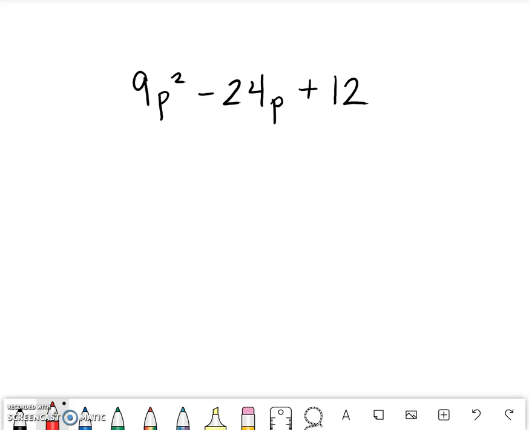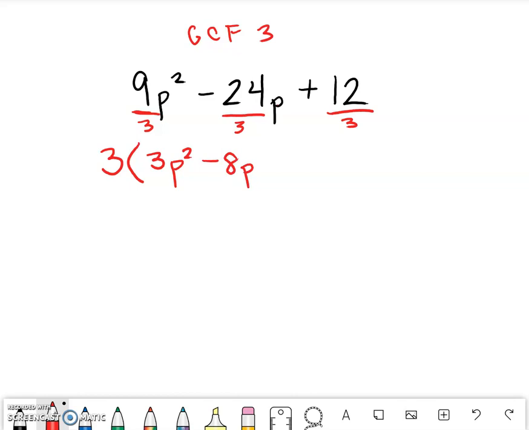First thing, greatest common factor of all three numbers. The biggest thing that 9, 24, and 12 can be divided by, all of them can be divided by 3. So I need to pull that out first. So I have 3, and then just see what's left over. Well, if I divide all of these by 3, what's left over? 9p squared divided by 3 is 3p squared. Negative 24p divided by 3 is negative 8p. And then 12 divided by 3 is positive 4.